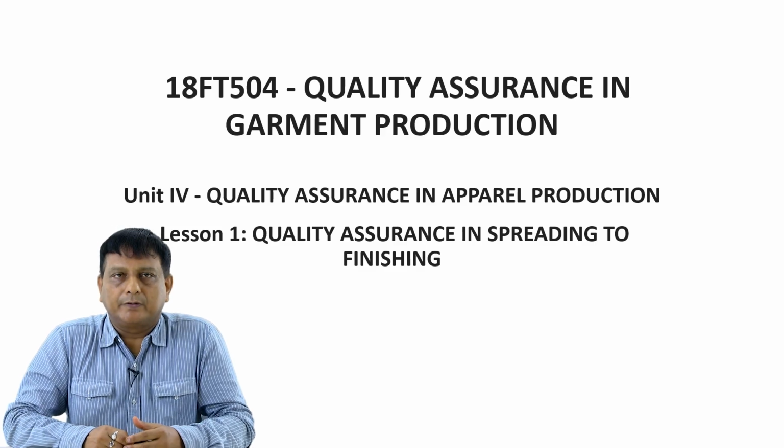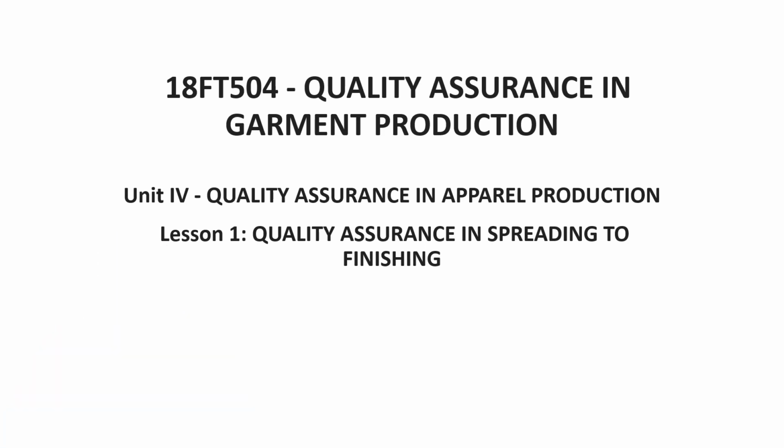Good morning students. Today we will start with 18FT 504 Quality Assurance in Garment Production. We are at Unit 4 Quality Assurance in Apparel Production. Lesson 1 talks about quality assurance in spreading to finishing. This is a completely new unit we are going to start.